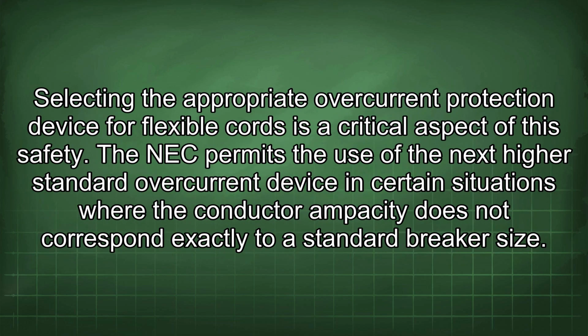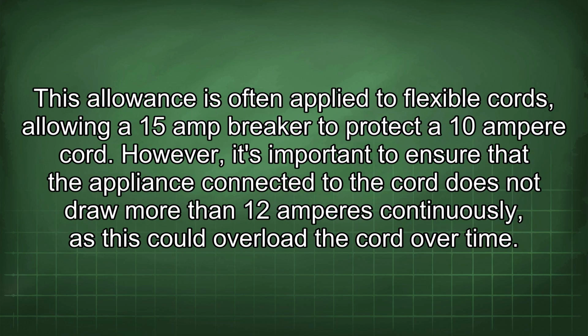Selecting the appropriate overcurrent protection device for flexible cords is a critical aspect of this safety. The NEC permits the use of the next higher standard overcurrent device in certain situations where the conductor ampacity does not correspond exactly to a standard breaker size. This allowance is often applied to flexible cords, allowing a 15 amp breaker to protect a 10 ampere cord. However, it's important to ensure that the appliance connected to the cord does not draw more than 12 amperes continuously, as this could overload the cord over time.